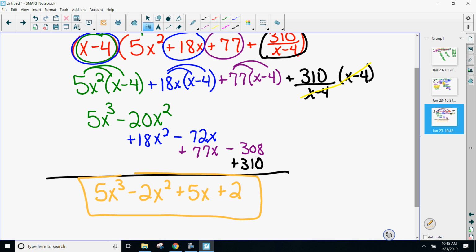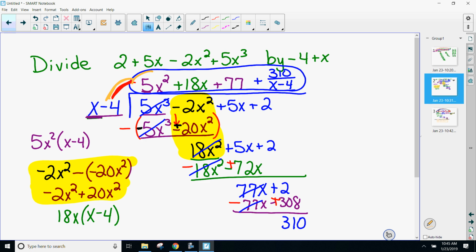So is that the answer? Yes, that is the quotient. Wait, that's the answer? No, the one above. Your answer was this right here. So that right there should be your answer. This is the quotient. They're asking you for the quotient. And it will be 5x squared plus 18x plus 77 plus 310 over x minus 4.